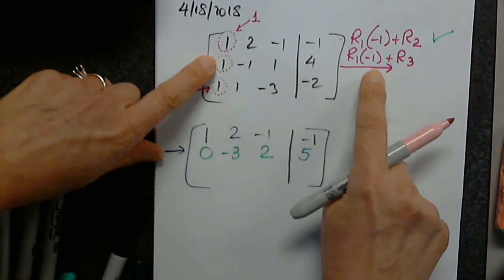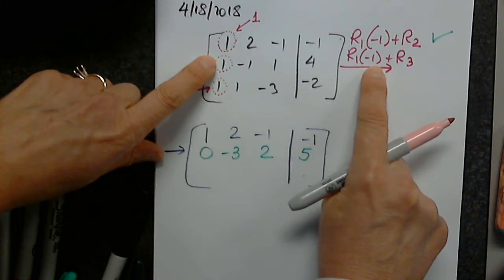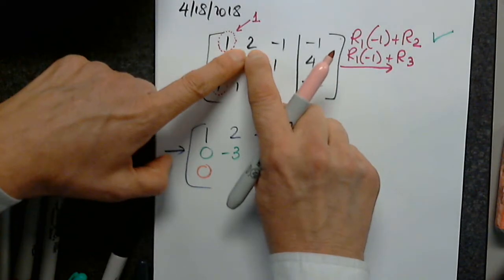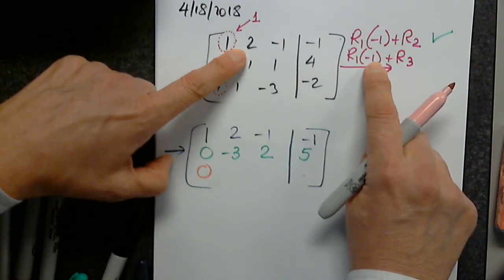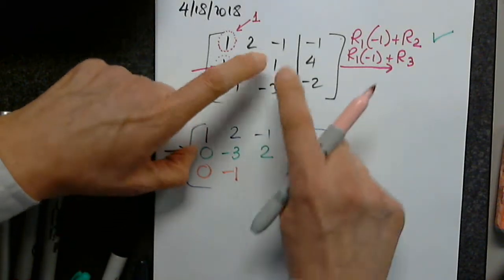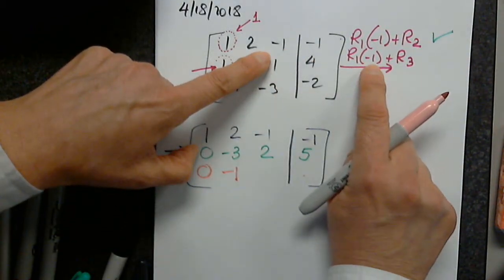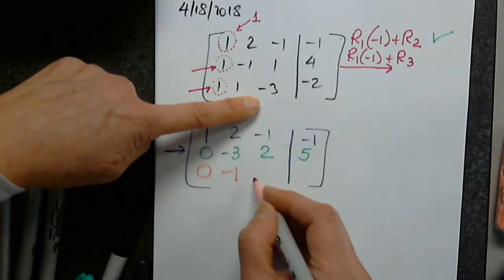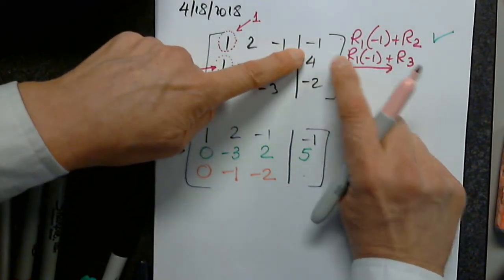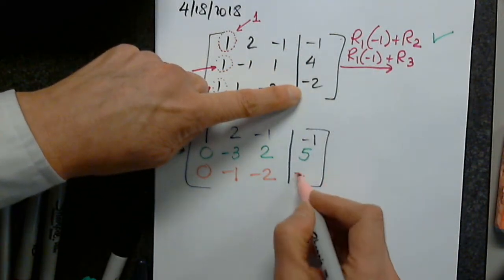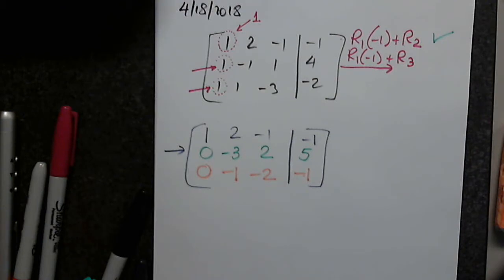One times -1 plus 1. 2 times -1, -2, plus 1, -1. Very good. -1 times -1, 1, minus 3, -2. Very good. Last one. -1 times -1, 1, minus 2. Very good. So what have we accomplished?